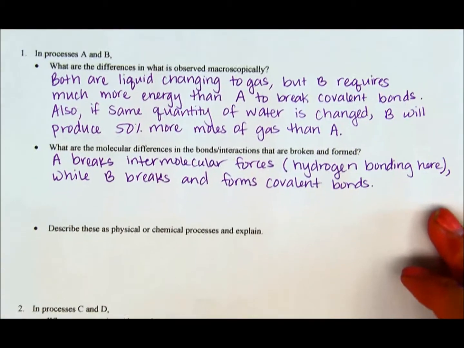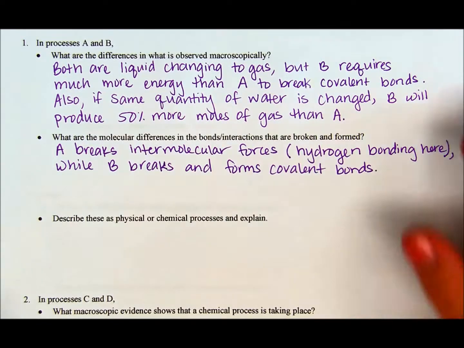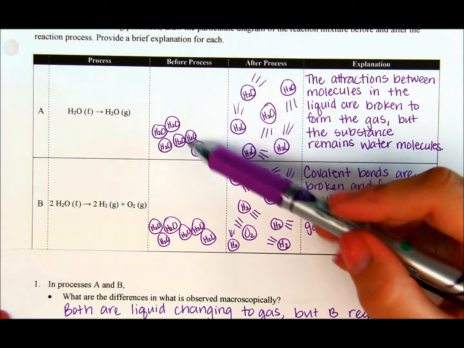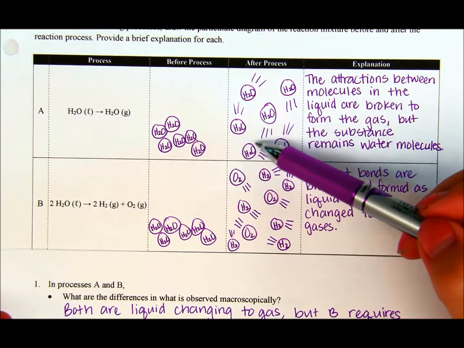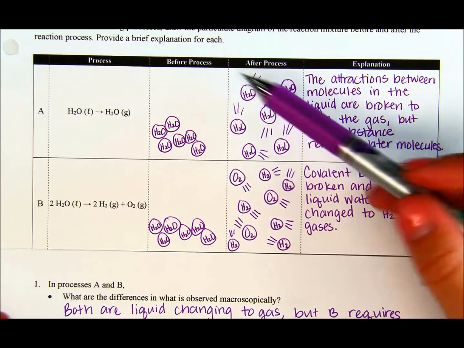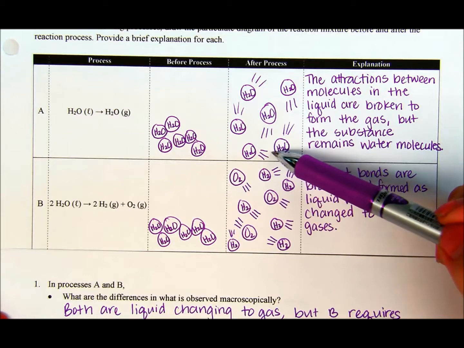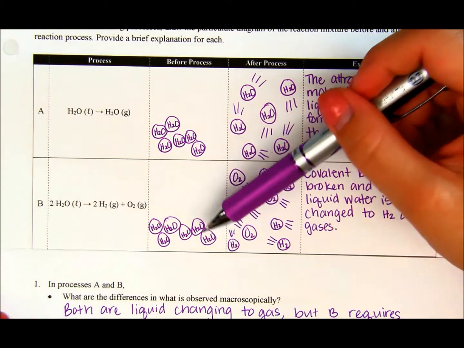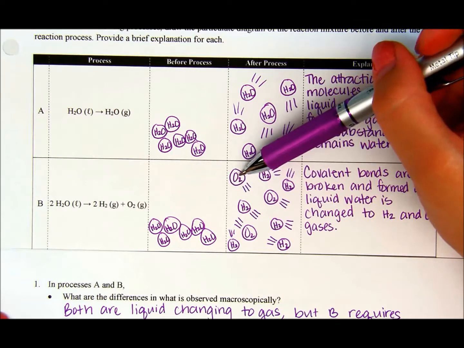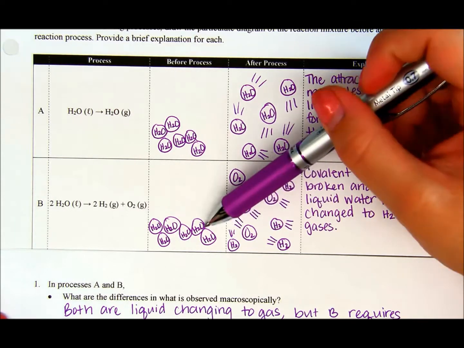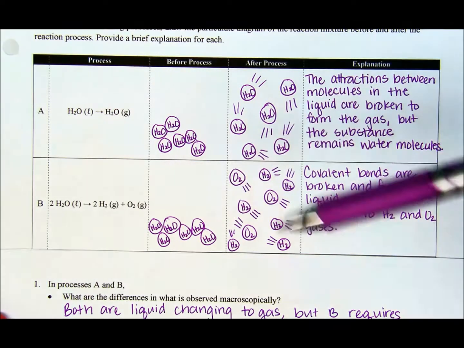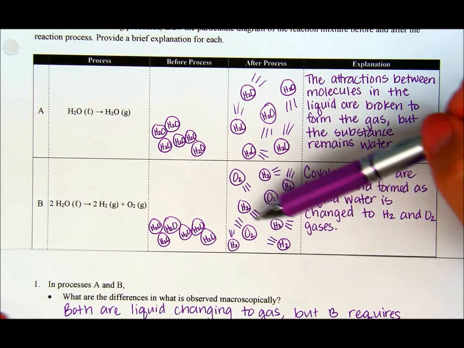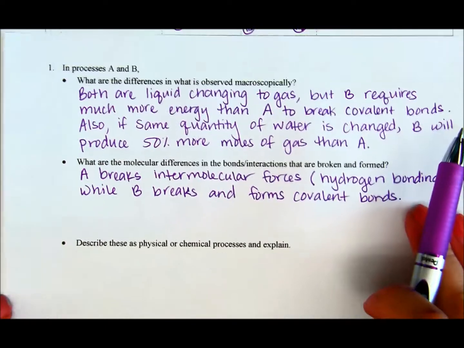Describe these as physical or chemical processes and explain. Well, A is going to be a physical process because we're just going from liquid to gas. We're not forming any new substances here. So you started as water, you end as water. However, in B, that's going to be a chemical process because you're starting as water and you're ending as oxygen gas and hydrogen gas with very different properties than water. So because you formed a new substance, or new substances here, this is a chemical process.